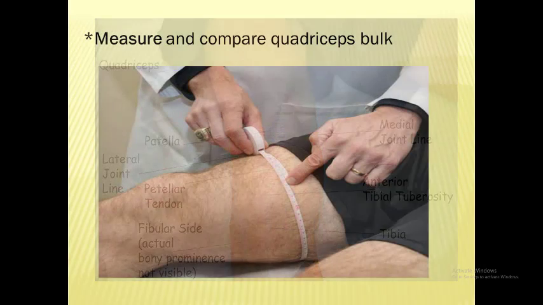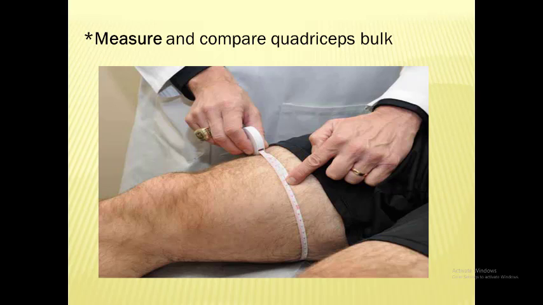And don't forget to measure and compare quadriceps bulk bilaterally, at a point 20 centimeters proximal to the tibial tuberosity, and compare both sides for any wasting.